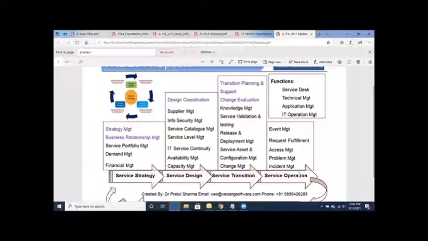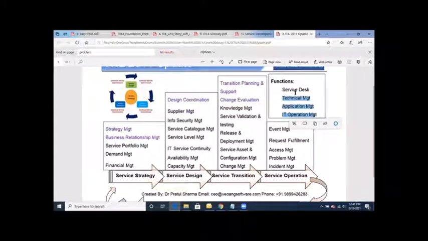Coming to service operation, incident and problem was already there in V2. Access, request fulfillment, and event management got added in V3. And these 3 more functions got added in V3. Service desk के अलावा technical management function.